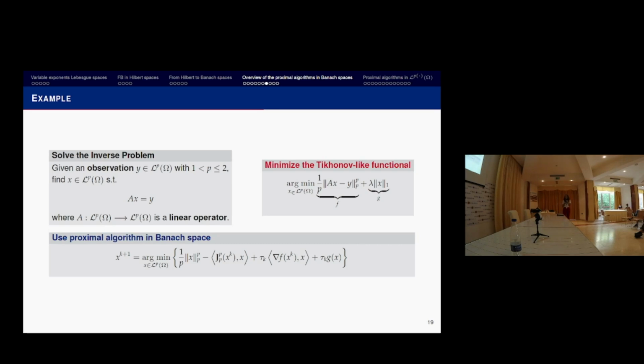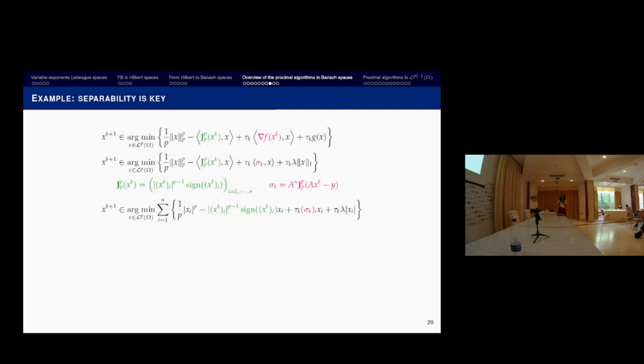To do so, we consider a Tikhonov functional with a smooth function f, that is the norm of AX minus Y to the power of P, and a regularization term G that is the L1 norm. And we want to solve this problem with the algorithm just seen.